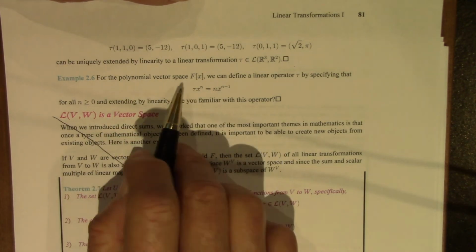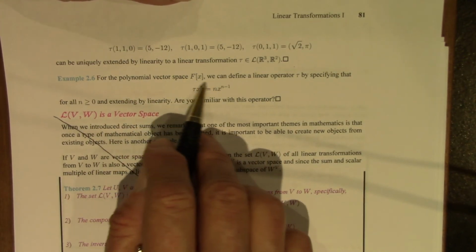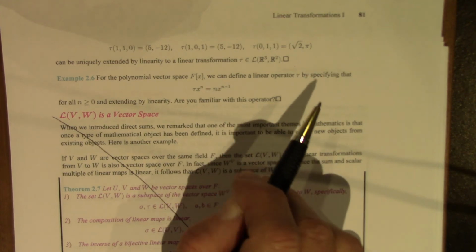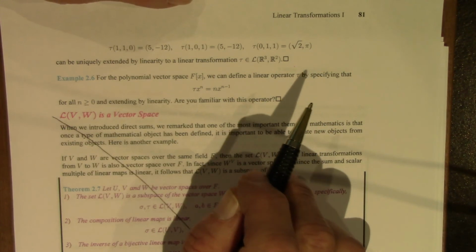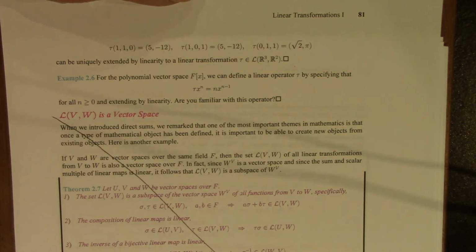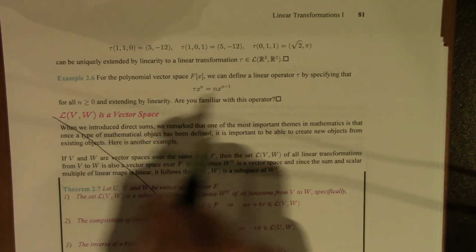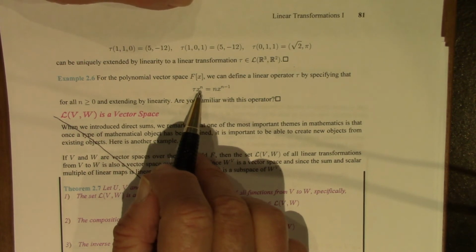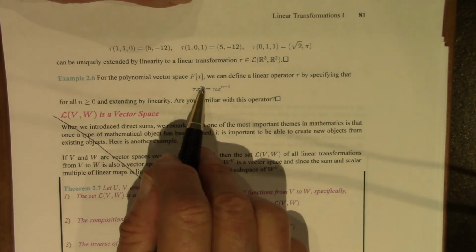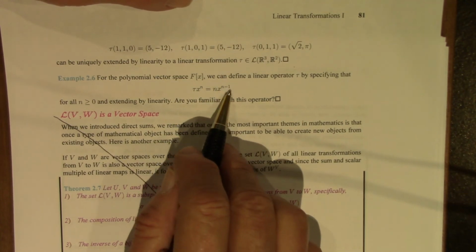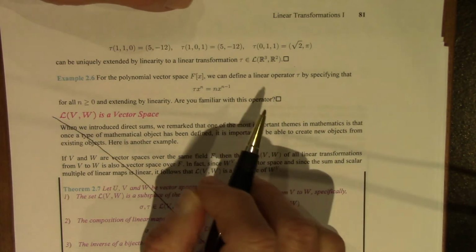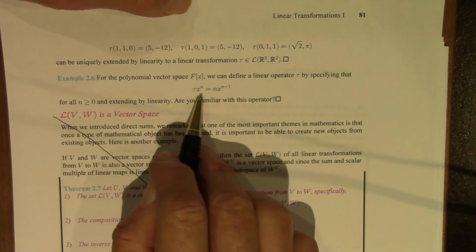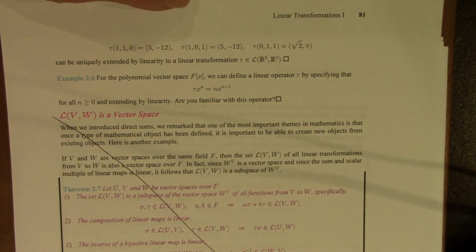Another example, for the polynomial vector space F[x], we can define a linear operator. All we have to do is specify what that operator does to a basis and then utter the words extend by linearity. So I'm going to send the standard basis vectors x to the power n to n x to the n minus 1 for all n. And the extension of this to a linear map is one you're quite familiar with.